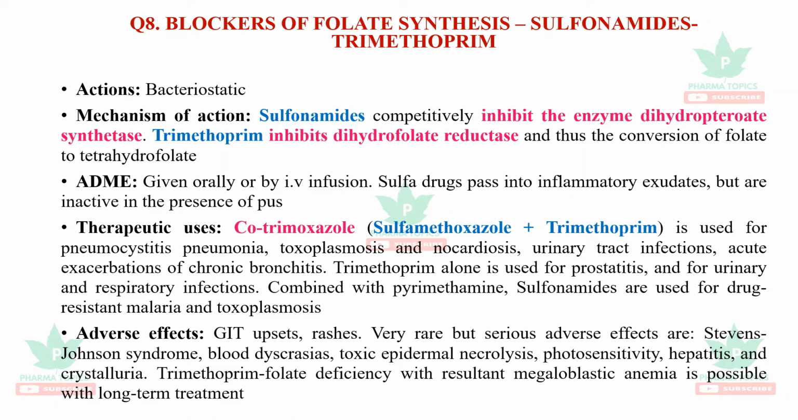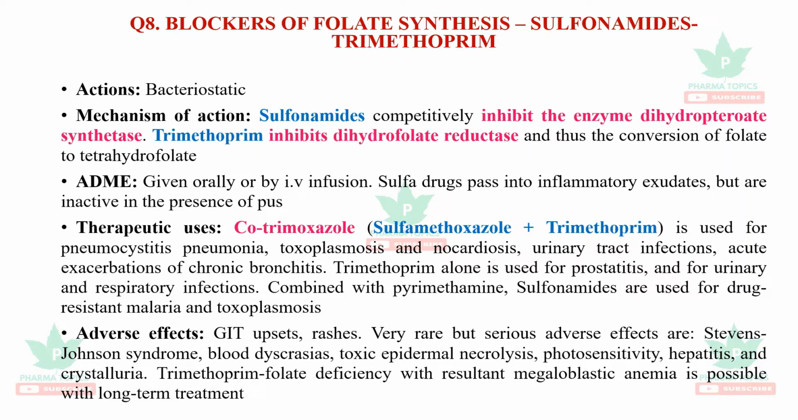Cotrimoxazole is a combination of sulfamethoxazole and trimethoprim. It is given in the ratio of 5:1, that is 5 parts sulfamethoxazole and 1 part trimethoprim. It is used for Pneumocystis pneumonia, toxoplasmosis and nocardiosis, urinary tract infections, acute exacerbations of chronic bronchitis. Trimethoprim alone is used for prostatitis, urinary and respiratory tract infections. Combined with pyrimethamine, sulfonamides are used to treat drug-resistant malaria and toxoplasmosis.